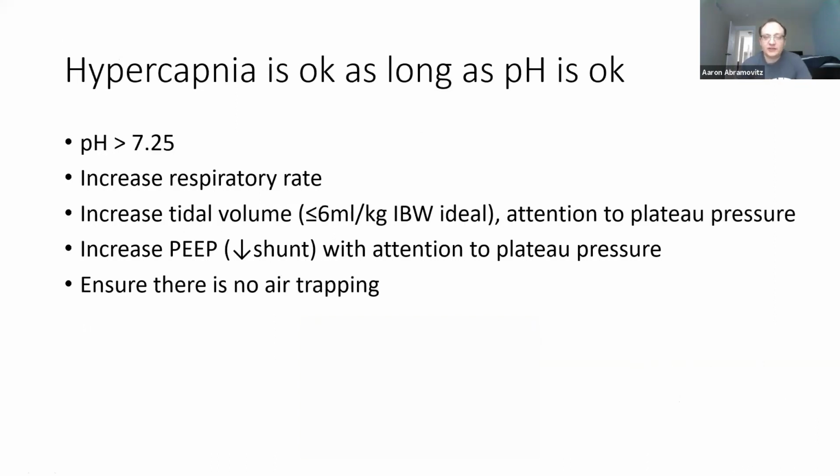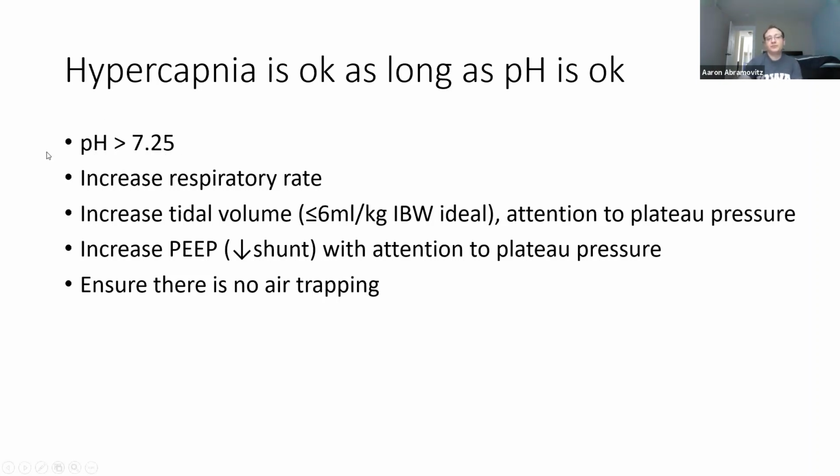Hypercapnia is okay as long as pH is okay. pH greater than 7.2 or 7.25. The reason this pH goal is chosen is because that's the level where you start to have dysfunction of the endogenous norepinephrine, epinephrine, alpha beta receptors. Patients that have pHs lower than this will be more prone to hypotension, shock states with impaired oxygen delivery, acute coronary events, especially arrhythmias, and also CNS dysfunction. So as long as the pH is higher than 7.25, really it's okay to tolerate hypercapnia in ARDS patients.